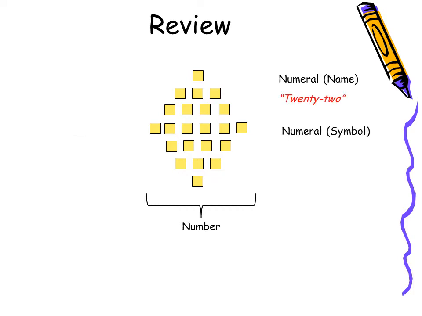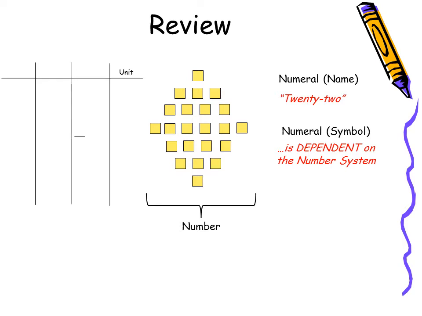Now the numeral symbol is what's going to vary depending on how I group it, or depending on the number system or rule that I use. So the numeral symbol is dependent on the number system. If I take this number, or the numeral 22 that represents the number, and convert it in our base 10 system, in order to know how it will fit in, I need to name the place values. I always start off with the unit.